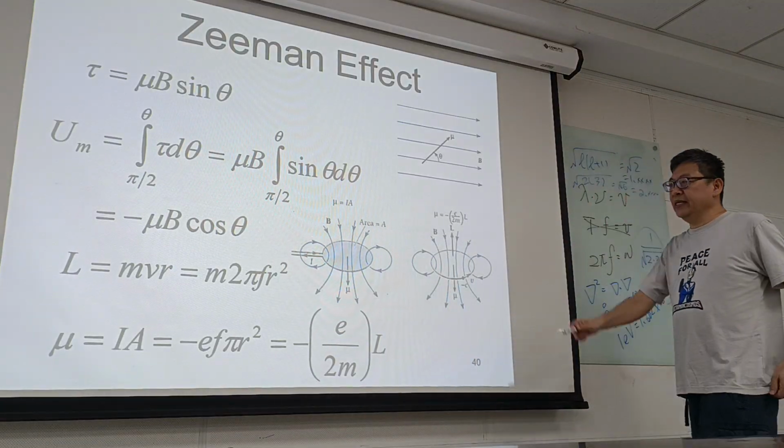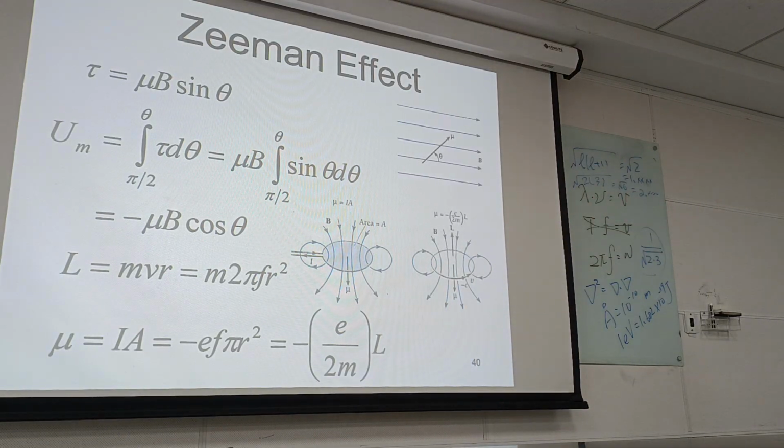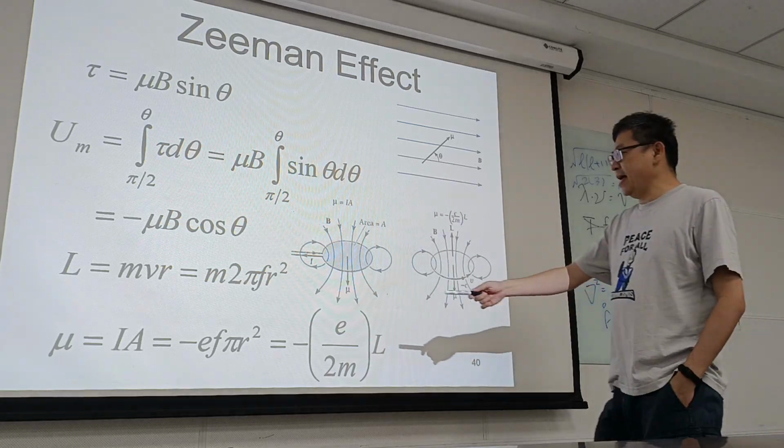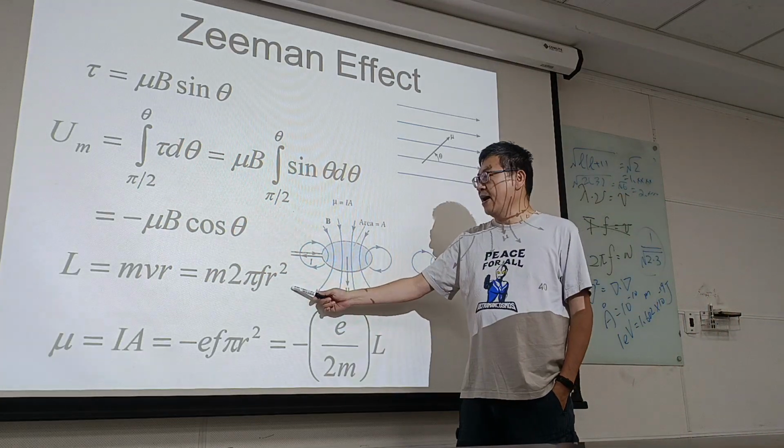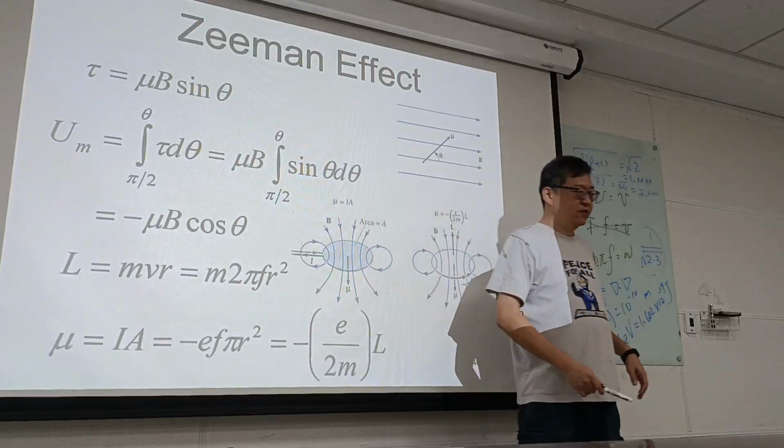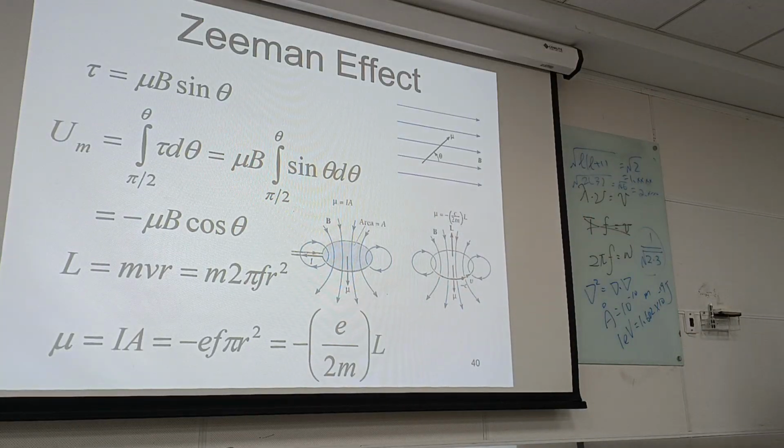Remember what L is? L is mvr. M is the mass, v is the velocity, mv is momentum. Multiply by radius and it becomes angular momentum. We know what n is, what r is, but what is v? Go back to the very beginning.